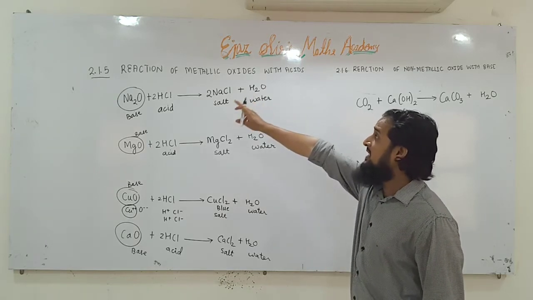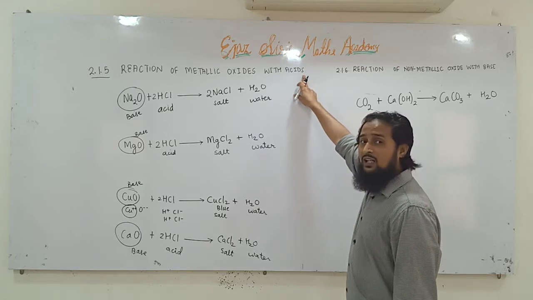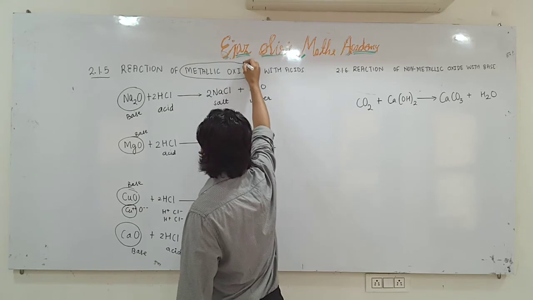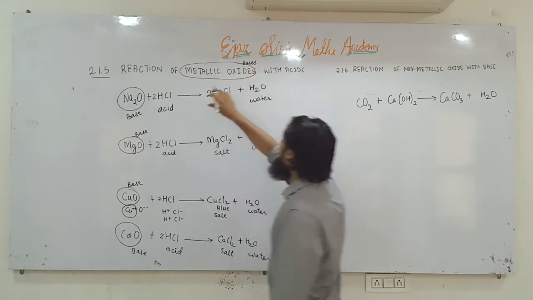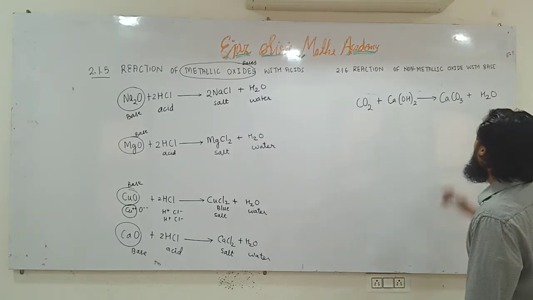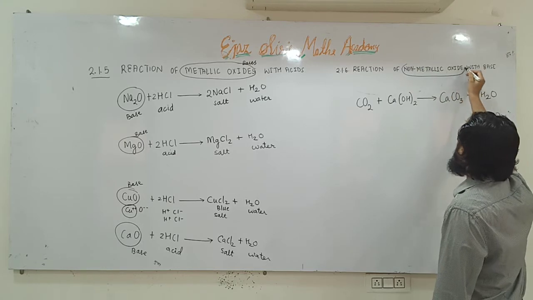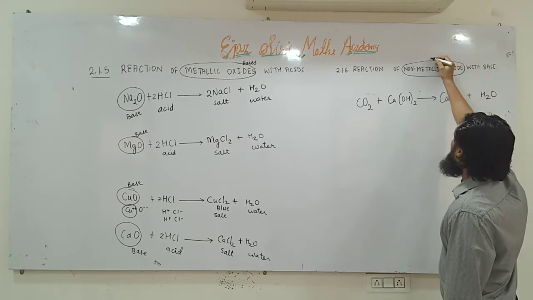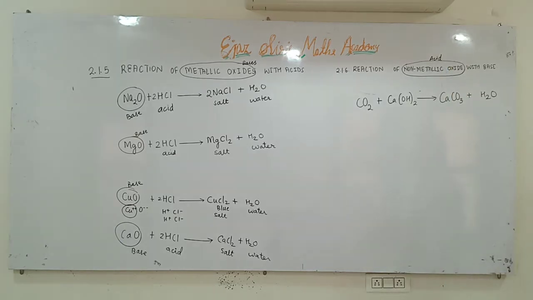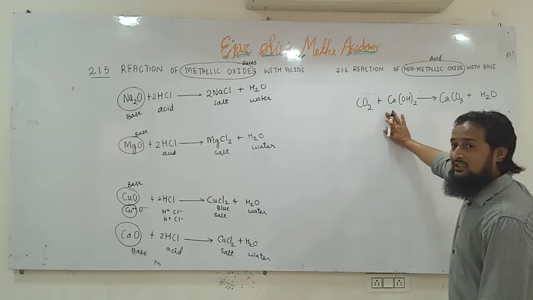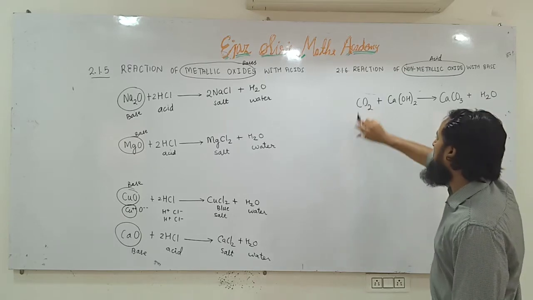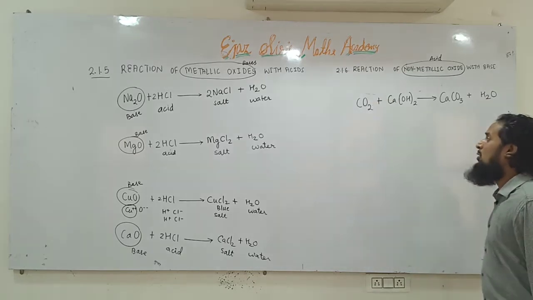That's why the heading is reaction of metallic oxides with acids. Why are they reacting metallic oxides with acids? Because metallic oxides are bases. So reaction of bases with acids, metallic oxides are bases. Okay, and here reaction of non-metallic oxide with base, because non-metallic oxides behave like acids. Non-metallic oxides behave like acids. See, we have studied this reaction in chapter number 1 also and in chapter number 2 also.